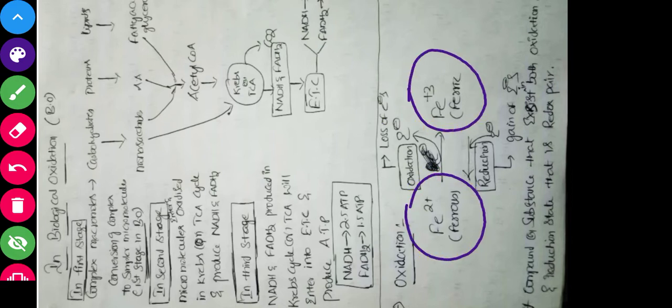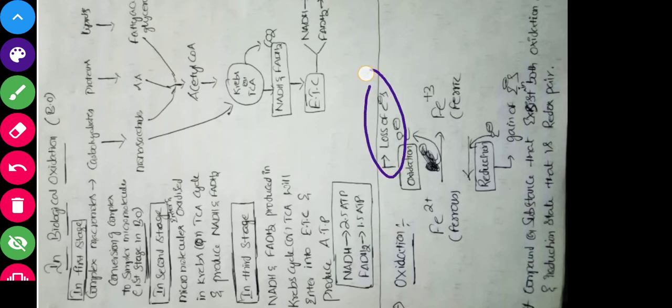Fe2 plus is converting to Fe3 plus. That means it is losing 1 electron to form Fe3 plus. This process is called oxidation. If Fe3 plus is converting to Fe2 plus, it is gaining 1 electron to form Fe2 plus. That is called reduction. Okay, gain of electrons is called reduction and loss of electrons is called oxidation, right?